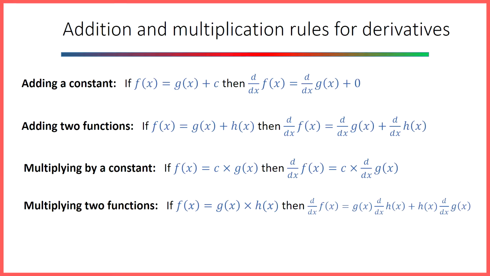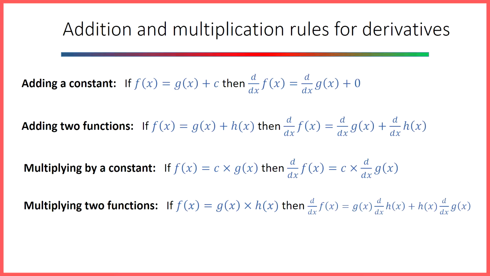We've covered situations that involve adding or multiplying by a constant. We've covered situations that include addition or subtraction of two functions. We've also covered situations that include multiplying two functions by each other. These rules are all summarized on this slide. First, if you're adding a constant, if f of x equals g of x plus c, then the derivative of f of x is simply the derivative of g of x. This equation also works equally well for subtraction, because subtraction is just addition of a negative number.